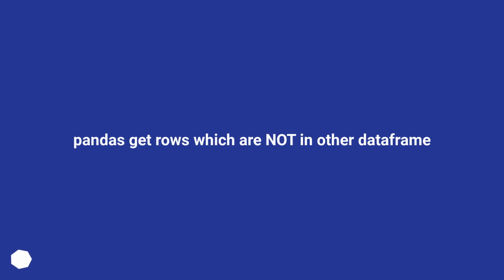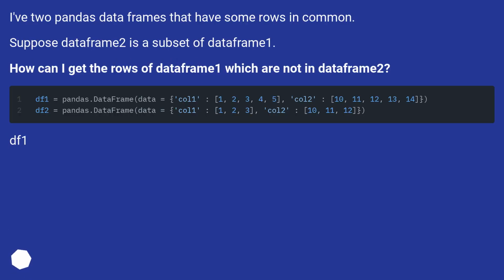Pandas get rows which are not in other data frame. I have two pandas data frames that have some rows in common. Suppose data frame 2 is a subset of data frame 1. How can I get the rows of data frame 1 which are not in data frame 2?